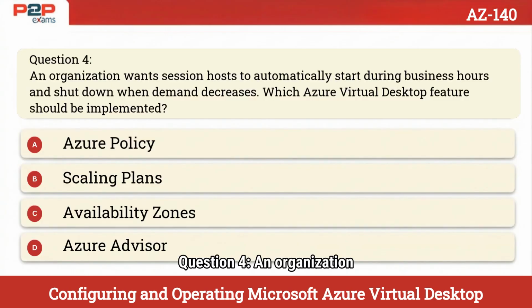Question 4. An organization wants session hosts to automatically start during business hours and shut down when demand decreases. Which Azure Virtual Desktop feature should be implemented? A. Azure Policy. B. Scaling Plans. C. Availability Zones. D. Azure Advisor. Pause for a few seconds and consider your answer.